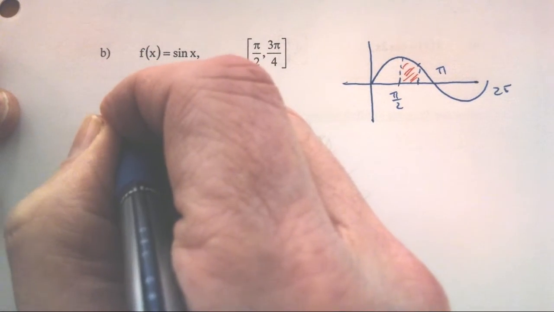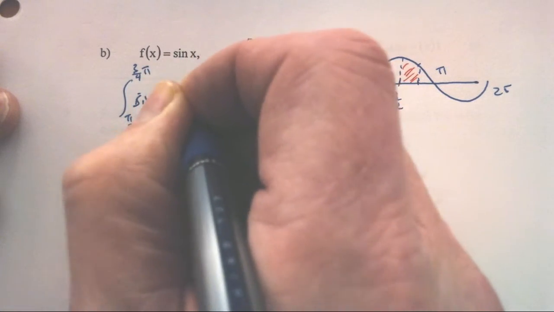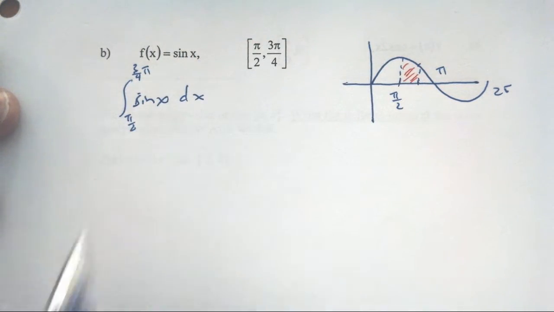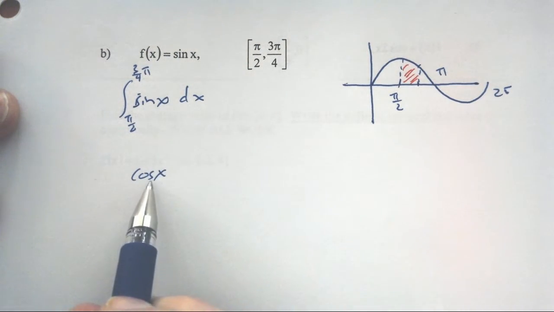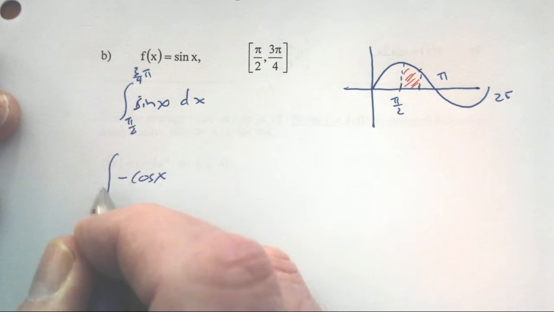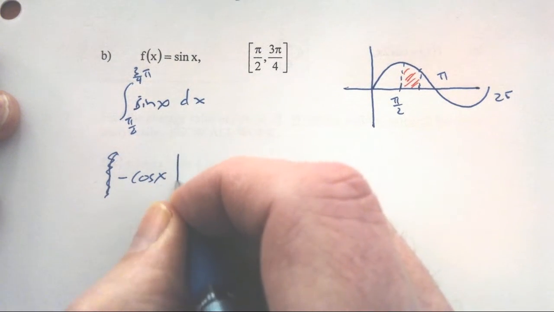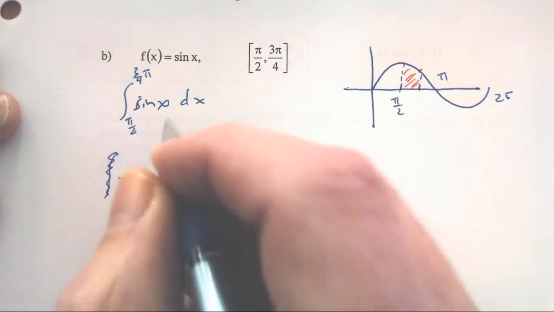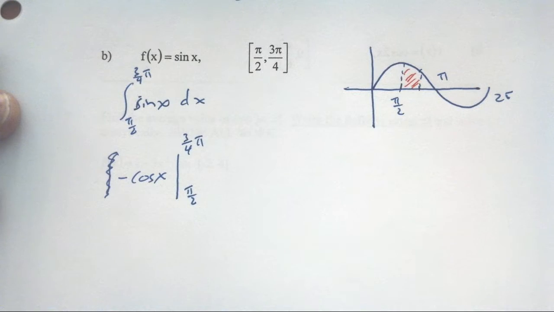Okay, so the integral of sine of x from pi on 2 to 3/4 pi dx. To get to sine, I have to start with cosine, but the derivative of cosine is negative sine, so I don't want negative. Oops, don't want that either. So I'm negative cosine of x from pi on 2 to 3/4 pi.